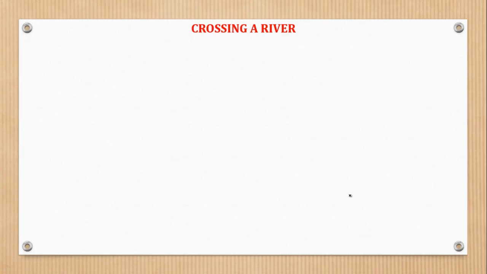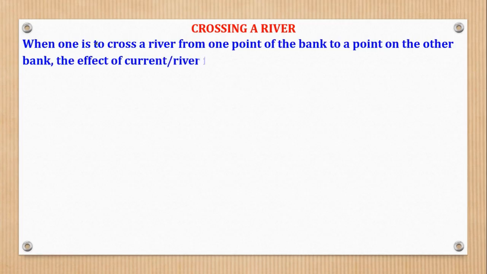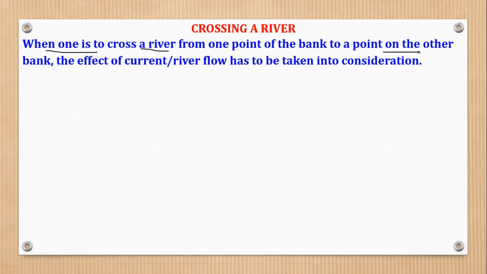So now we shall go to another part called crossing a river. So we have been dealing with the resultant force. Now we are going to deal with resultant velocity. So when one is to cross a river from one point of the bank to a point on the other bank, the effect of current or river flow has to be taken into consideration.